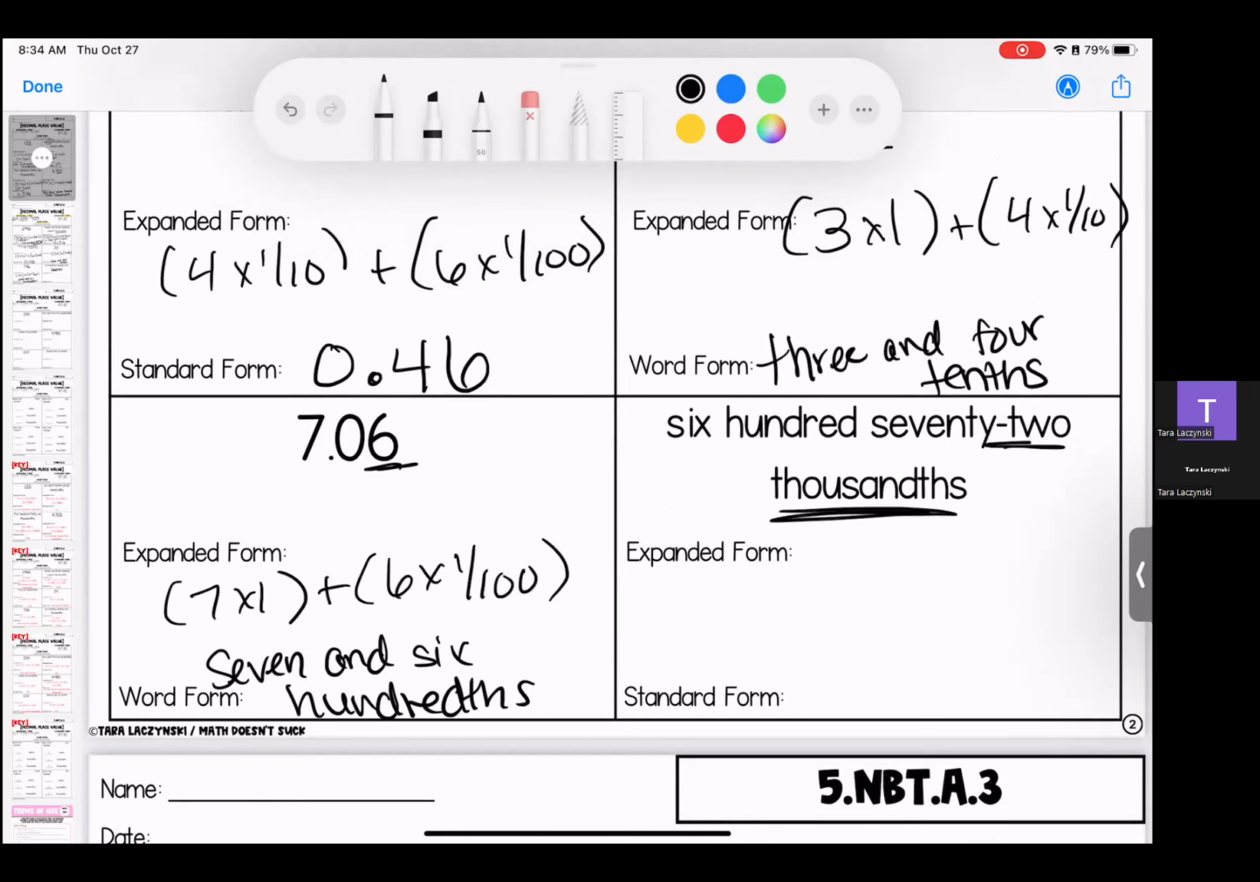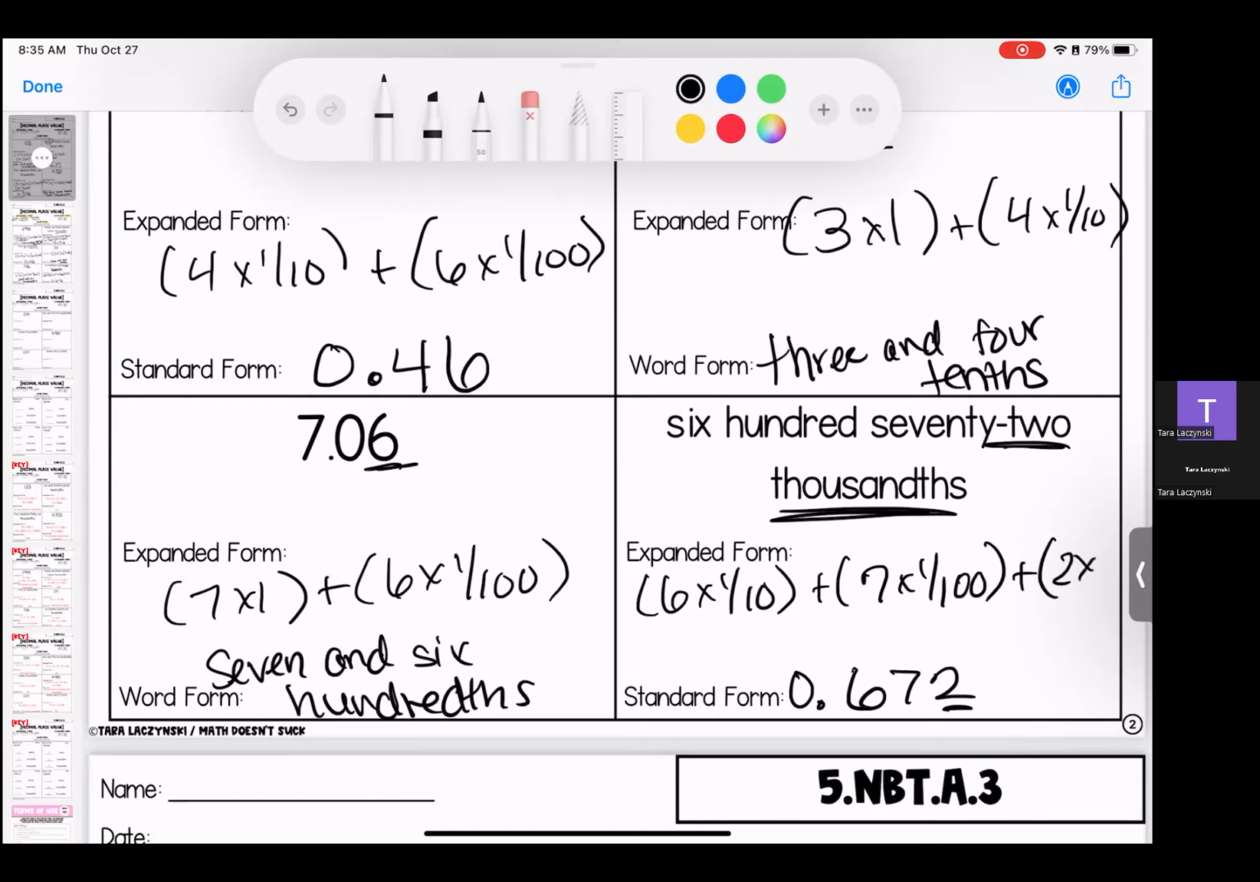672 thousandths. We want to make sure that that 2 is in the thousandths place. So 672. Make it a decimal. The 2 is in the thousandths place, so we are good to go. Nothing in the ones place, so start with 6 times 1/10. 7 times 1/100th. And 2 times 1/1000th.